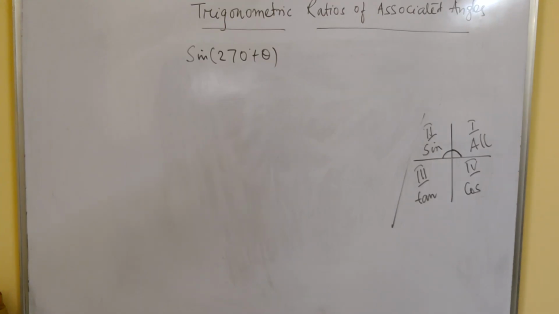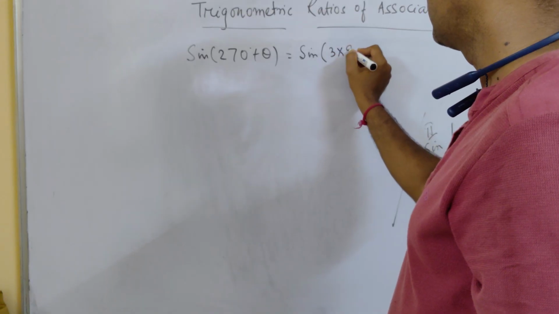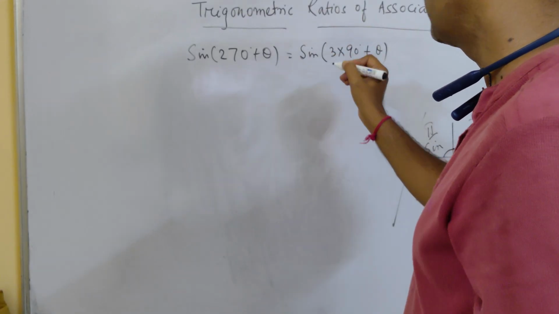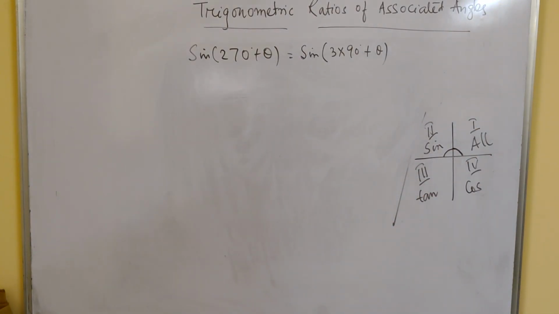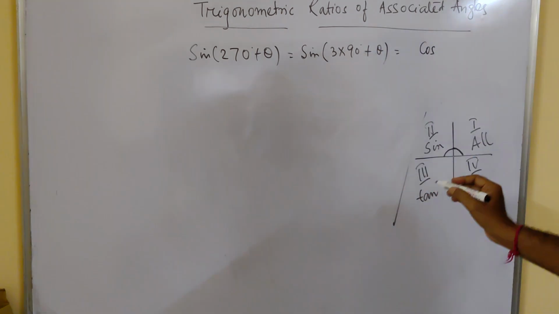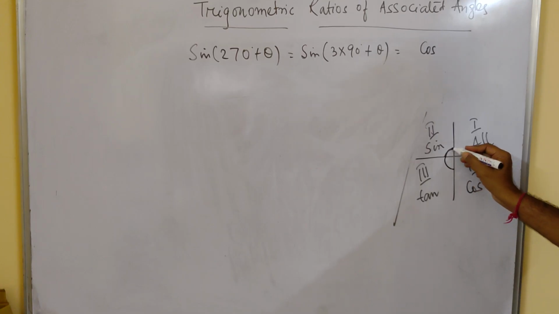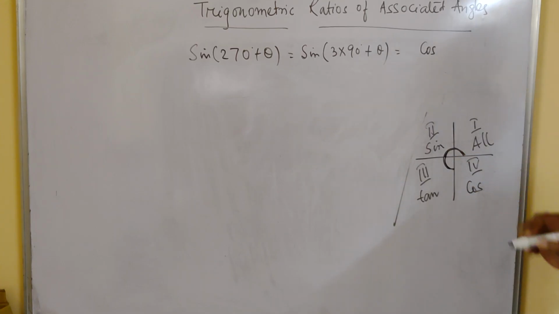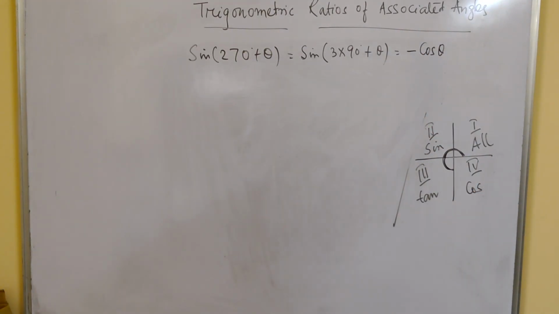Sine 270 degree plus theta. So we may write sine of 3 into 90, since 270 is written as 3 into 90. So it is an odd number, so the ratio changes, that is sine becomes cos. Three 90s, that means 270 degrees here, plus theta, so it lies in the fourth quadrant. In the fourth quadrant, cos is positive, and we are evaluating sine, therefore it is minus cos theta.